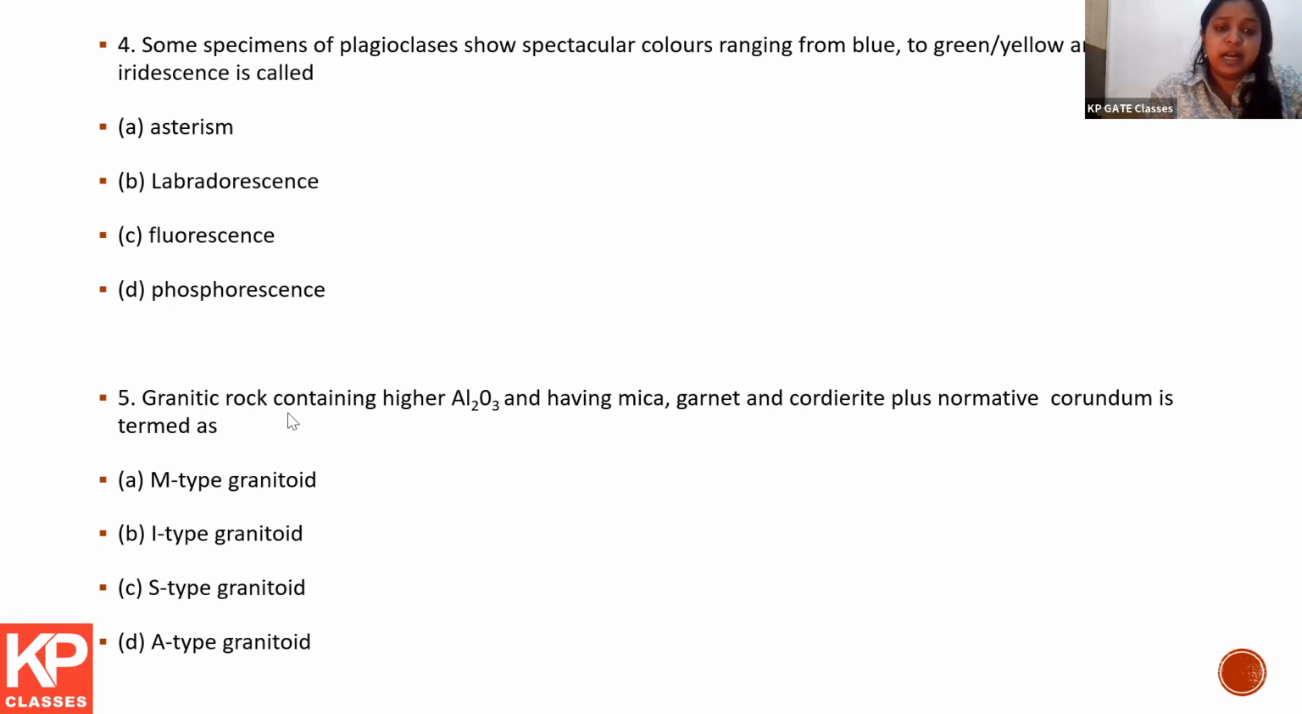A granitic rock containing higher Al2O3 and having mica, garnet, cordierite plus normative corundum is termed S-type granitoid. This is also a very direct question. We know the answer is S-type, which consists of aluminum oxide rich minerals: garnet, cordierite, mica. All these aluminum oxide rich minerals are present in the S-type granitoid. Let's go to the next one.